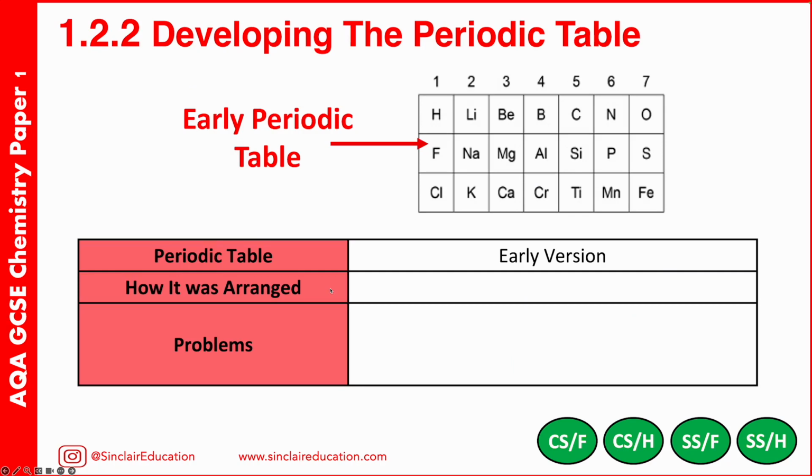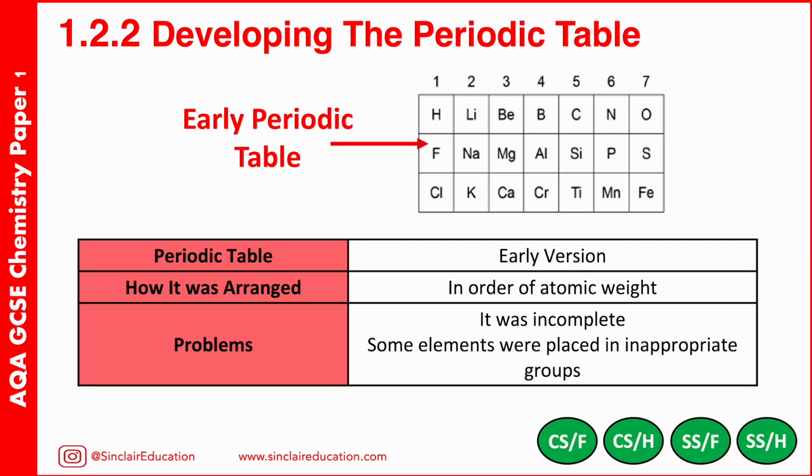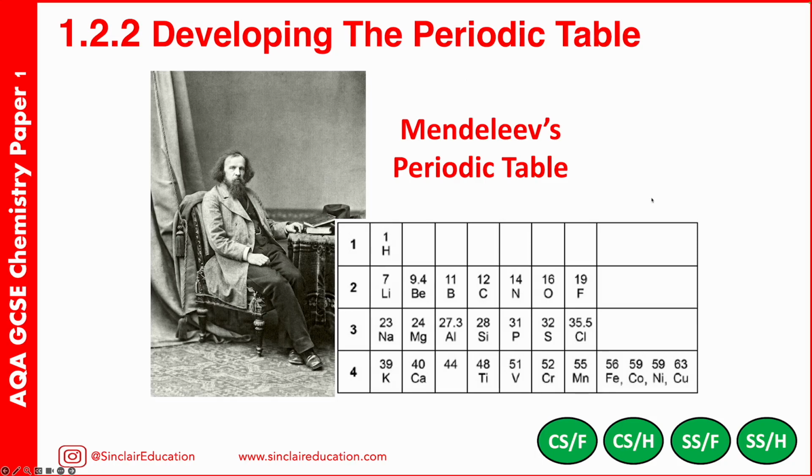The periodic table has, like the model of the atom, been a work in progress. In the past, the atoms on the periodic table were arranged in order of atomic weight. But the problem with this is that it was incomplete and some elements ended up in the wrong groups where their properties didn't match. For example, oxygen and iron, two very different elements, should not be in the same group. Now, Mendeleev made changes to this periodic table.